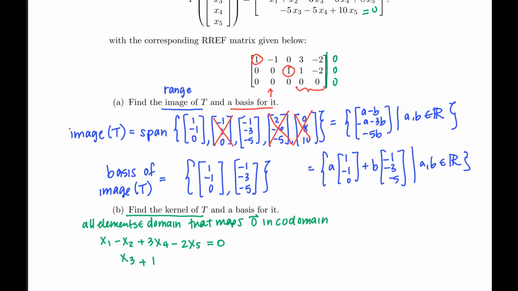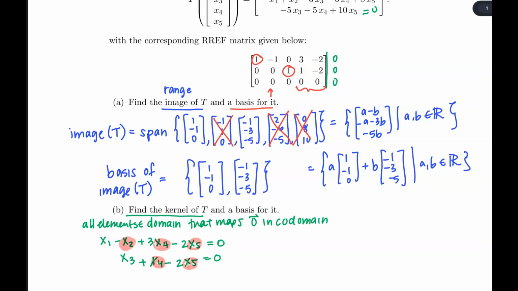x3 plus x4 minus 2x5. And, oh yeah, we don't have anything else. This is it. So we can look at this and see our free variables exactly where we expected. x2 is free, x4, and x5. So we know that we have these 3 different free variables.